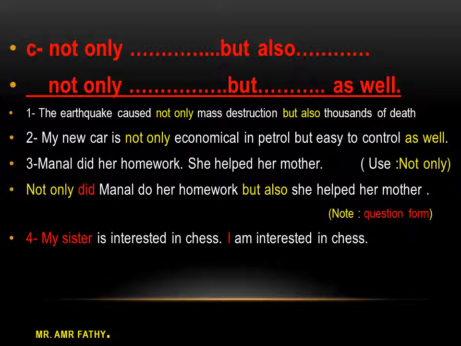Of course, this sentence number 4 has two different subjects. We have what? Two. Be very careful about the idea of the same subject versus two different subjects. In number 4 we have two different subjects. My sister is interested in chess. I am interested in chess. So we have my sister and I.